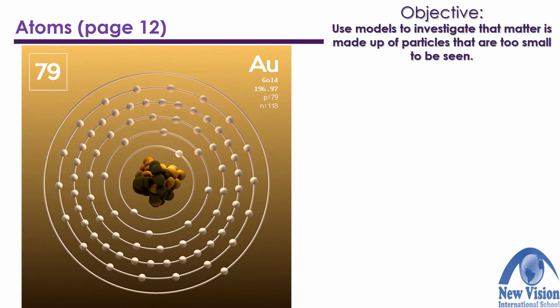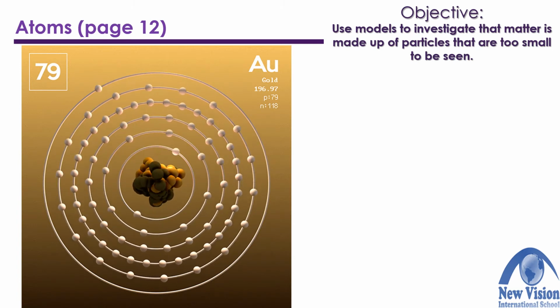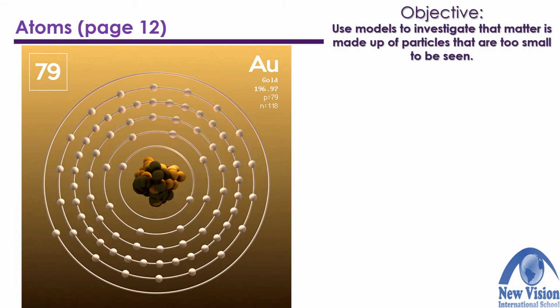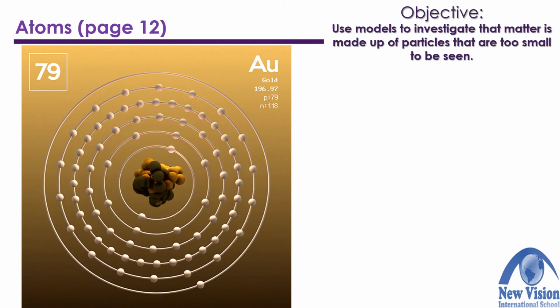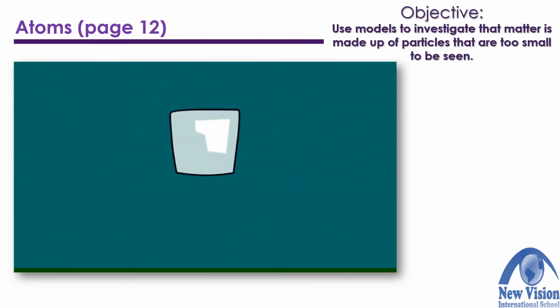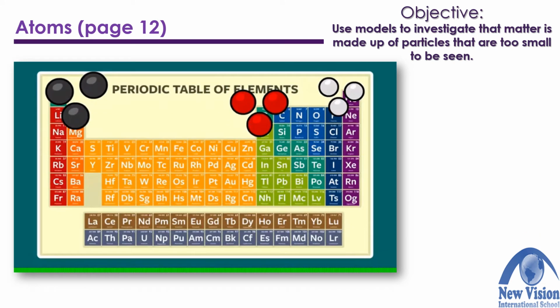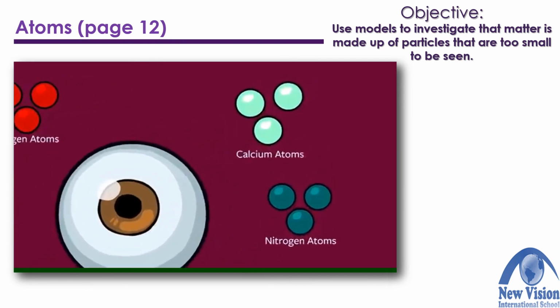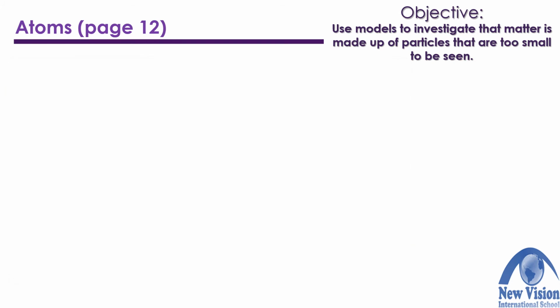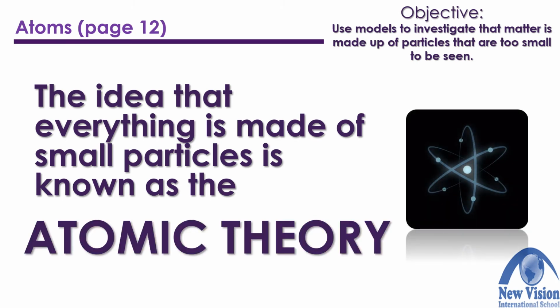We can model it like this. At the center is the nucleus where protons and neutrons can be found. Around it are the electrons. Since all substances are made of elements, and all elements are made of atoms, all the matter around you is made of atoms. The idea that everything is made of small particles is known as the atomic theory.